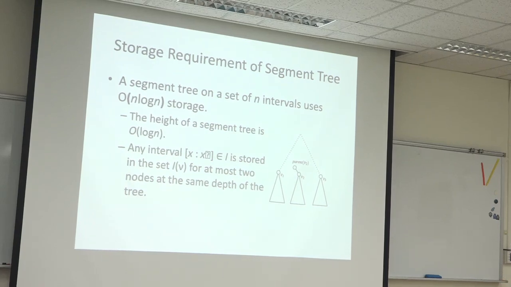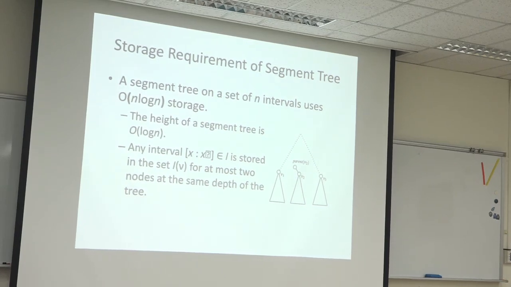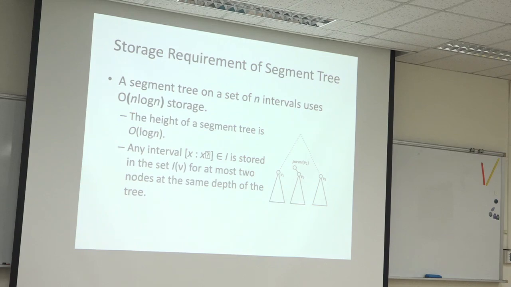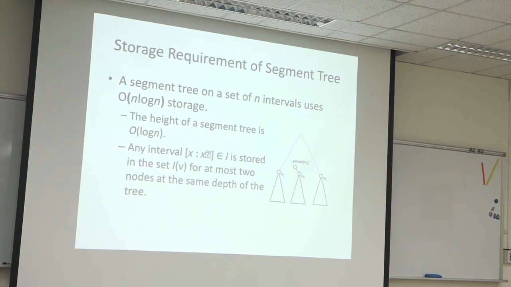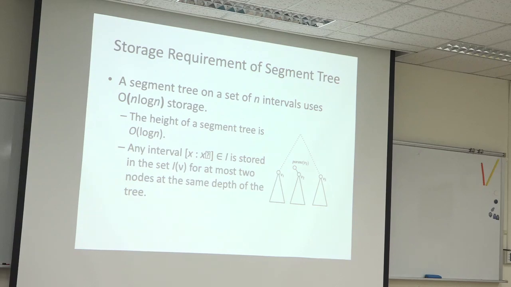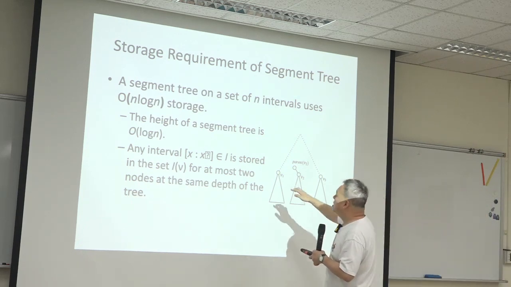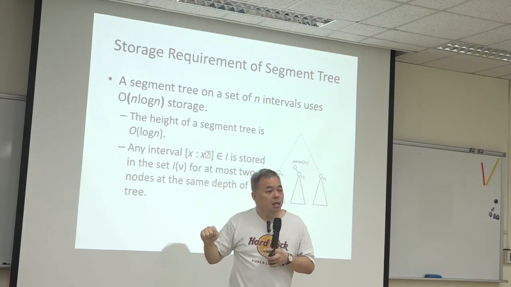So, having said that, if we create a segment tree, any interval is stored at the same level by at most 2 nodes. Think about this: we have log n levels, so at most an interval will be stored 2 times log n times. And we have n intervals, so the total storage will be n log n.